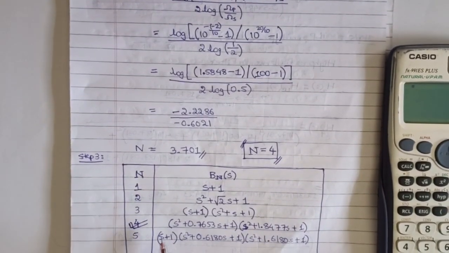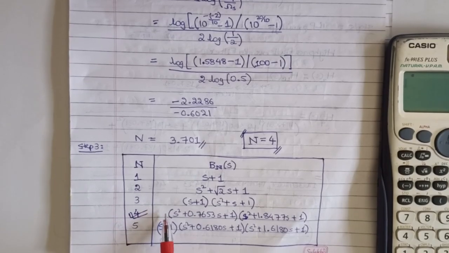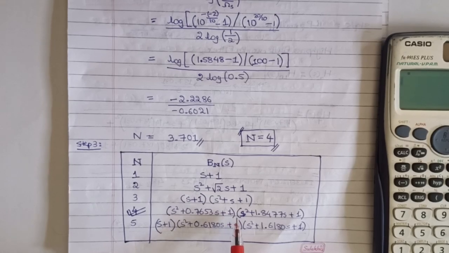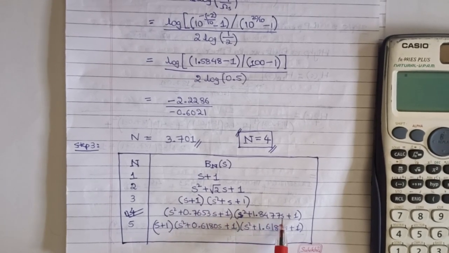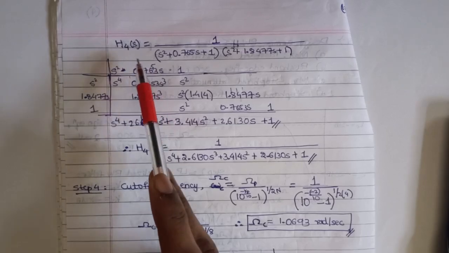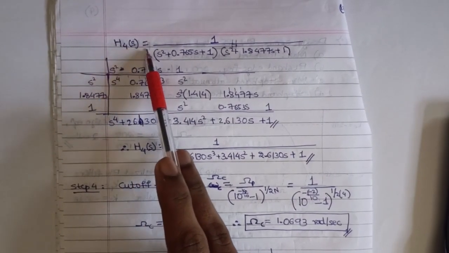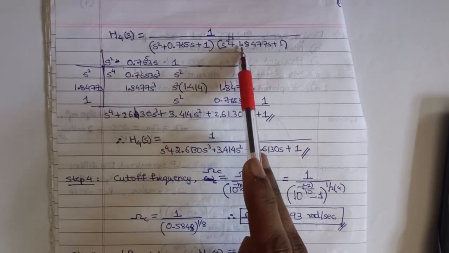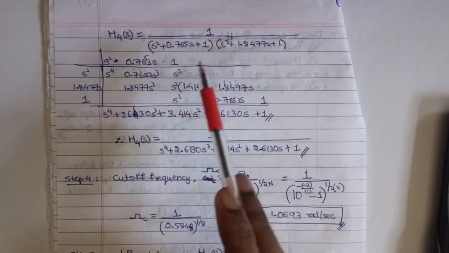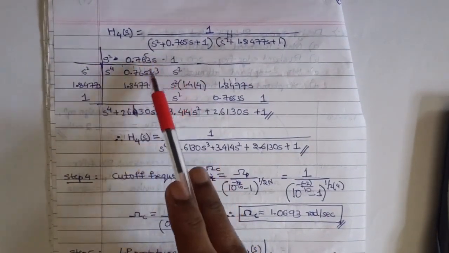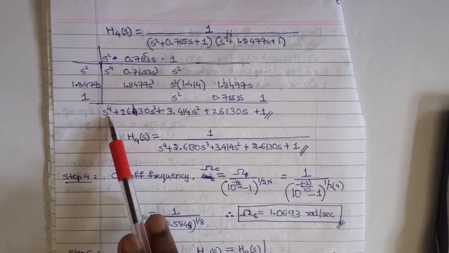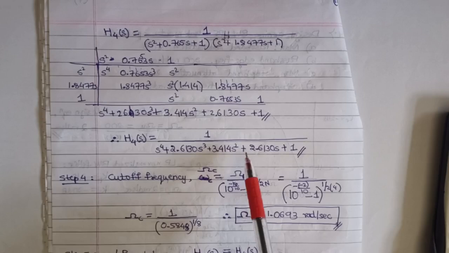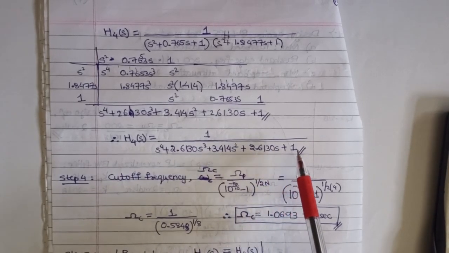From the Butterworth polynomial table, we know that the Butterworth polynomial for order 4 is s square plus 0.7653 s plus 1 into s square plus 1.8477 s plus 1. The obtained transfer function is H4 of s is equal to 1 divided by s square plus 0.765 s plus 1 into s square plus 1.8477 s plus 1. By applying the multiplication method for polynomials, we obtain the polynomial as s raised to 4 plus 2.6130 s cube plus 3.414 s square plus 2.6130 s plus 1.